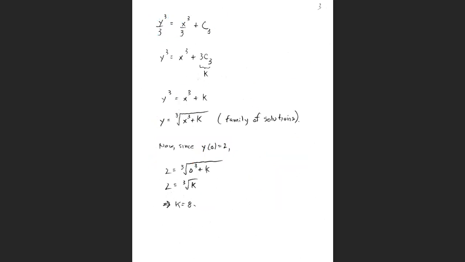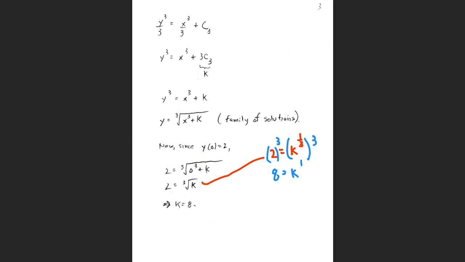Let me do this again. 2 is equal to k to the 1/3 power. So if you raise both sides to the 3rd power, you'll get 8 equals k to the 1st power, because you multiply the exponents. And so k equals 8.